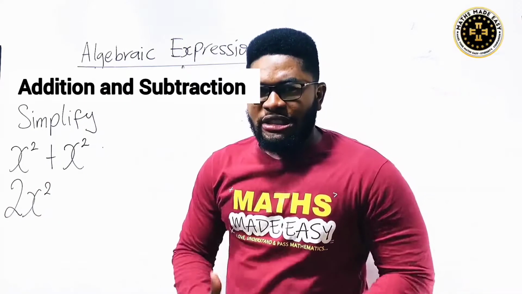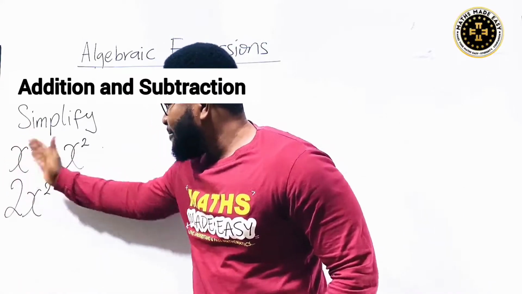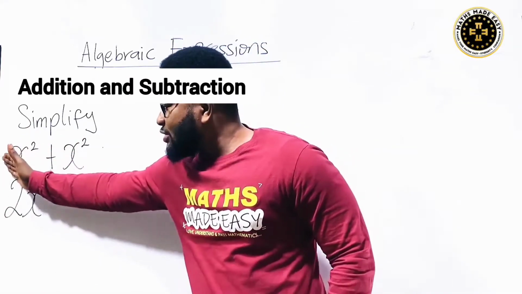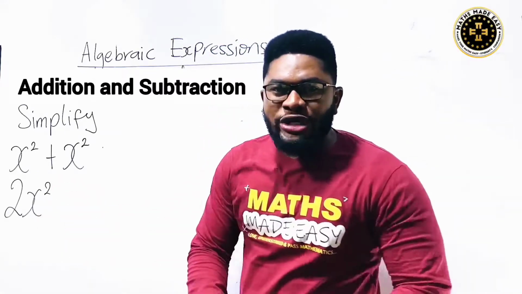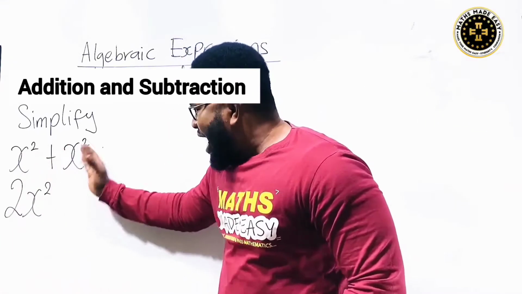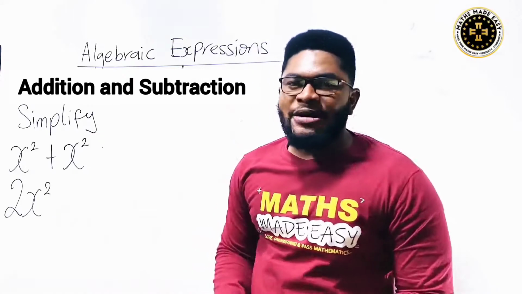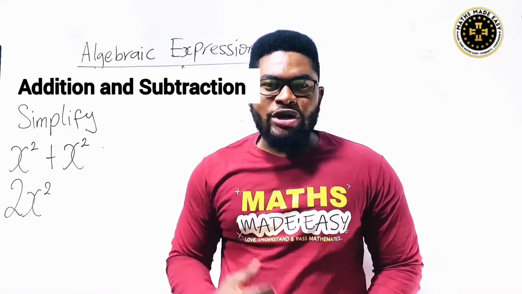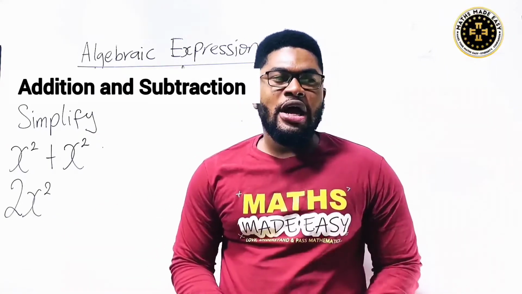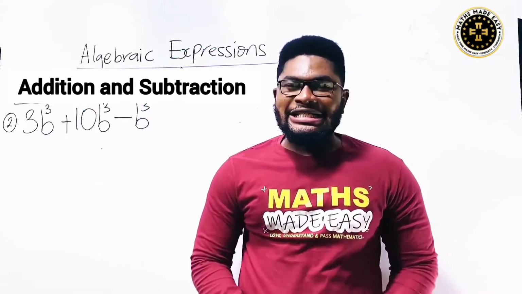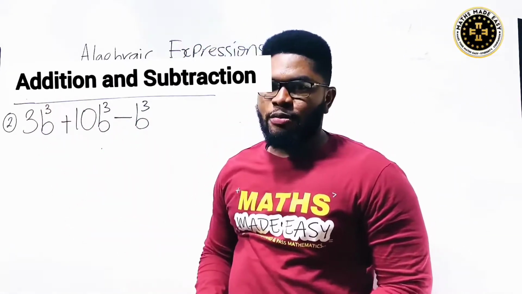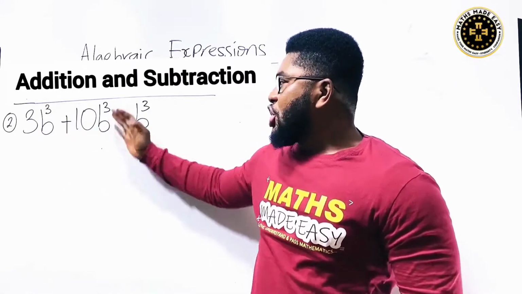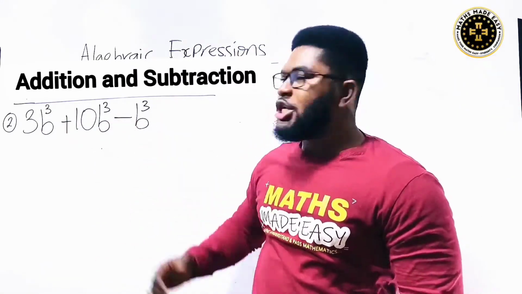You can also take it this way. There is 1 here, there's another 1 here. 1 plus 1 makes it 2. I repeat my like term x squared. So this makes it x squared in the question. The final answer must also contain x squared. So the answer for this question is 2x squared. Now, in the second example, I have to simplify 3b cubed plus 10b cubed minus b cubed.